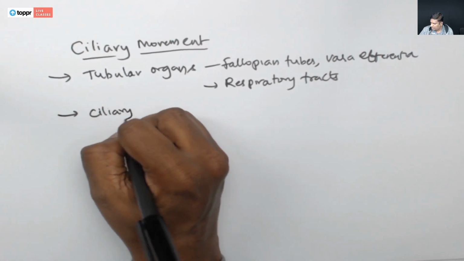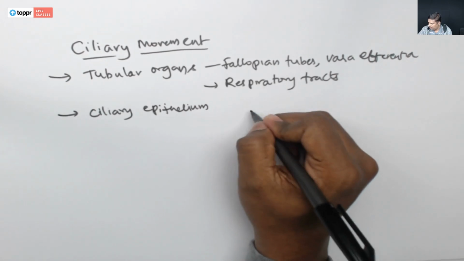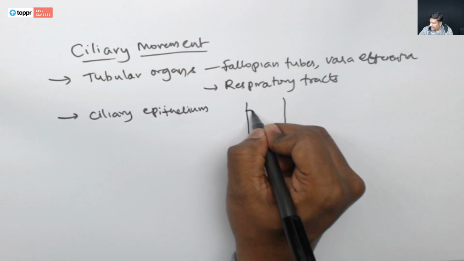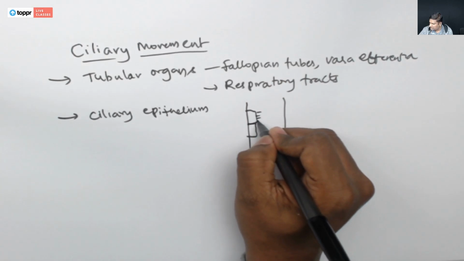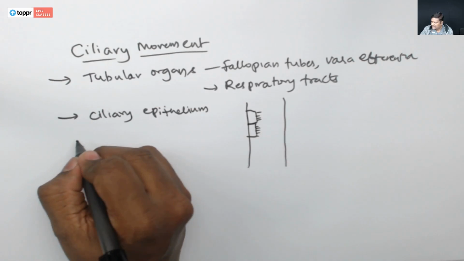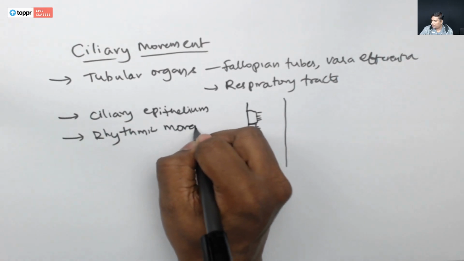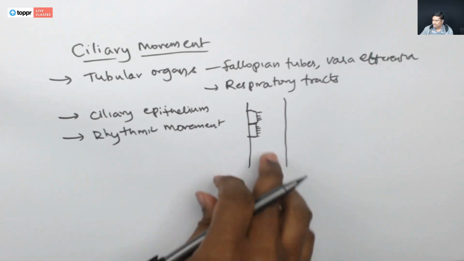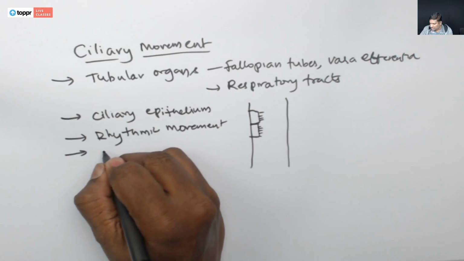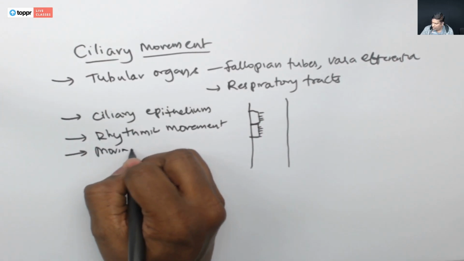If this is the tube, let's say the respiratory tract or the fallopian tube, you basically have epithelial cells here, and these epithelial cells have several cilia on their surface. These cilia have a rhythmic movement. They keep moving constantly, and because of this constant movement, things are transported. This constant movement of the cilia helps in transport.